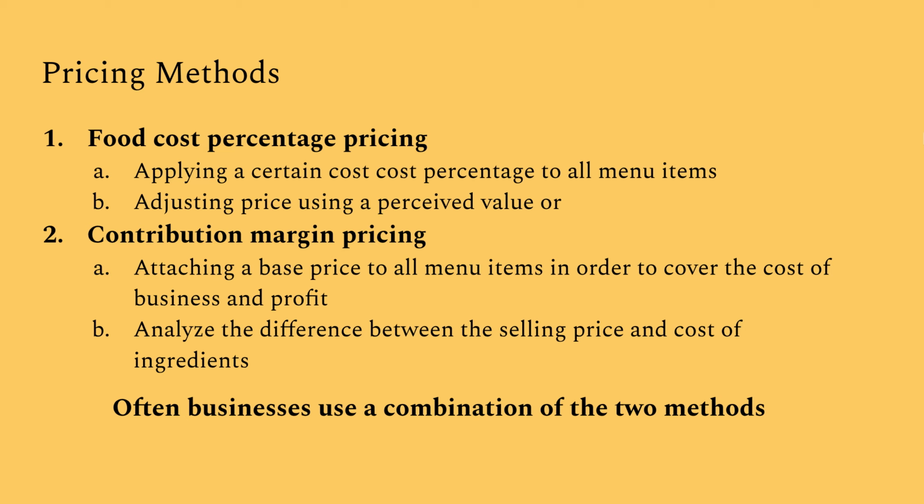Another way to look at contribution margin pricing is to analyze the difference between the menu item's selling price and the cost of the ingredients. So you're pretty much taking selling price minus cost of that single dish and then looking at that number left over. That's the money that that item is giving you to then pay for other expenses in your business. So often businesses are using a combination of the two methods because both methods are not perfect on their own. So the best way to go about it is to use both of these methods for specific items, or however the chef and owner see appropriate.